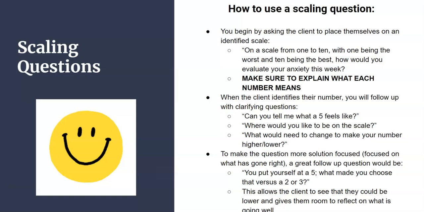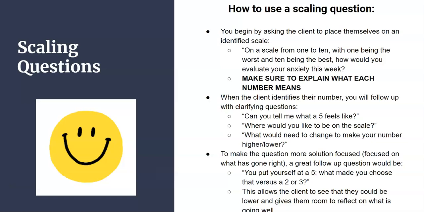Then the client will answer back with their number, and you will follow up with a clarifying question. So we're marrying a couple good questions together. If they answered 5, have them explain to you what a 5 feels like, because we might think we know what a 5 feels like, but they might see it differently. So you want to clarify, can you tell me what a 5 feels like? Another good question is, where would you like to be on the scale? Maybe they don't want to be a 10. They just want to feel better. And so tapping into the reality for that. And then asking, what would you need to change to make your number higher or lower? So that's taking this really basic scaling question and really fleshing it out.